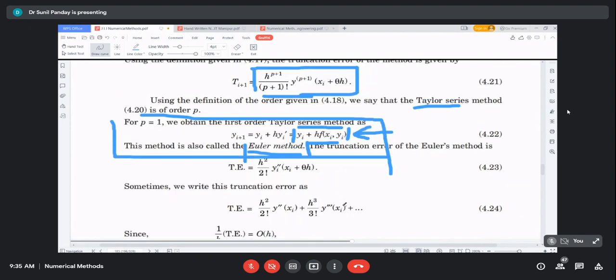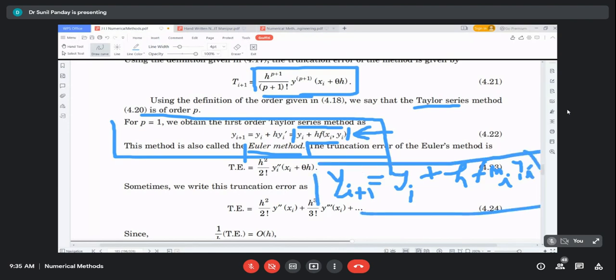So yi plus 1 equals yi plus h f of xi, yi. So this is actually the most general form of Euler's method. When we apply it, we remember this one because yi dash actually equals f of x, y. So if we calculate f of x, y at the point xi, we will get f of xi, yi.